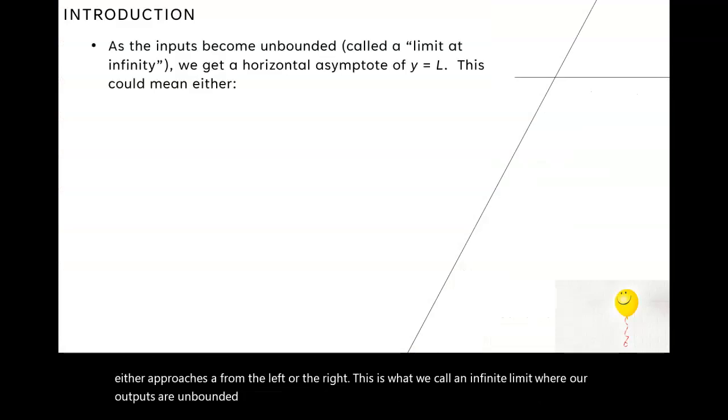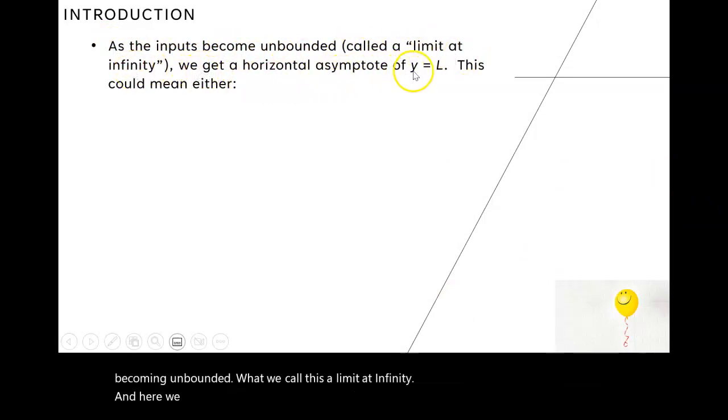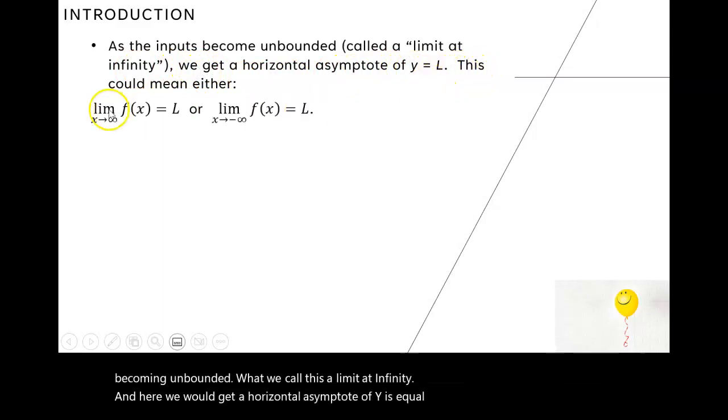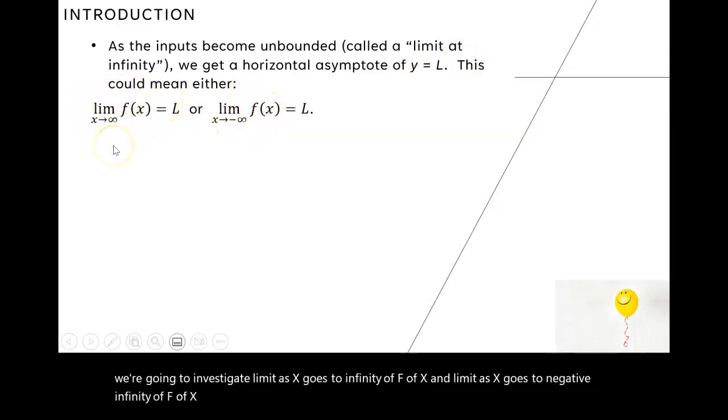We also can get what we call a horizontal asymptote if the inputs are becoming unbounded. We call this a limit at infinity. And here we would get a horizontal asymptote of y equals L. So what does that mean? Well, we're going to investigate the limit as x goes to infinity of f of x and the limit as x goes to negative infinity of f of x. And we might get a value L for either one of those.